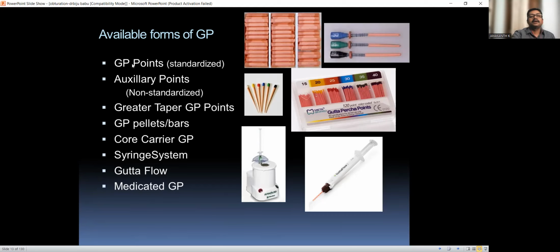I will repeat: gutta-percha points, auxiliary points, greater taper GP points, GP pellets or balls, core carrier GP, which is to be used with the core carrier system, then syringe system, then GuttaFlow, a cold flowable material, and medicated gutta-percha.